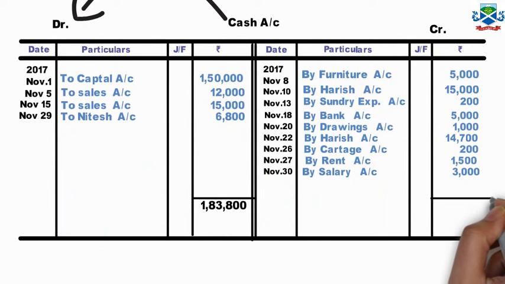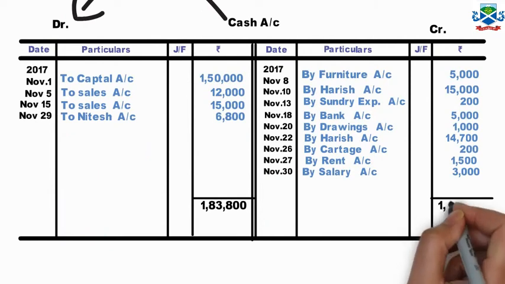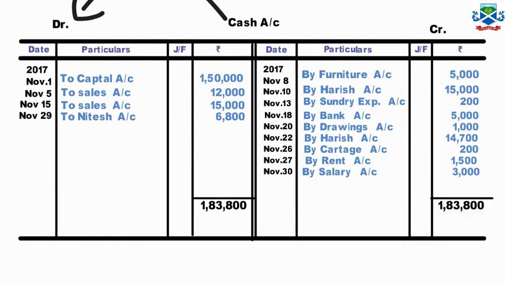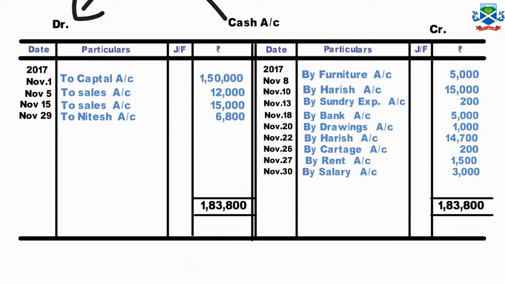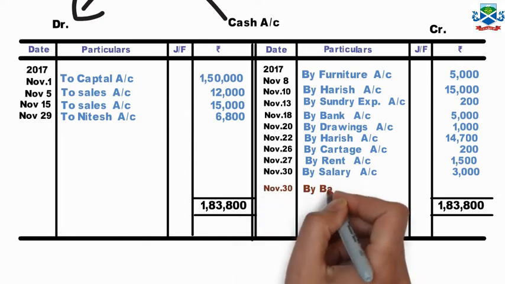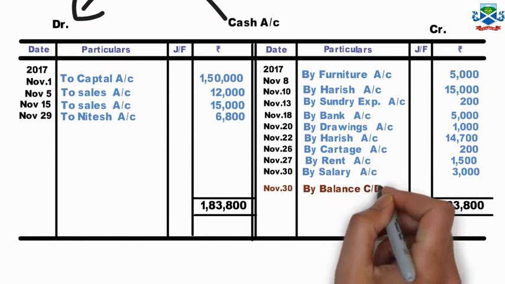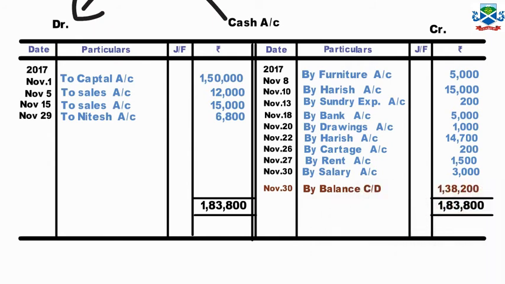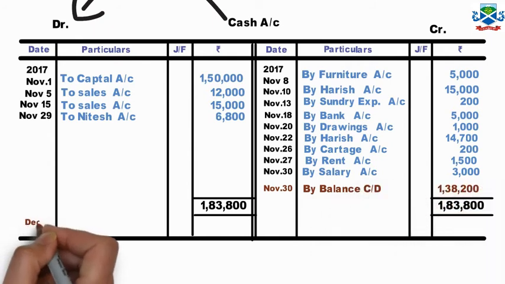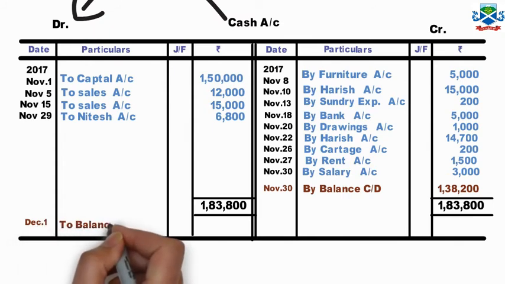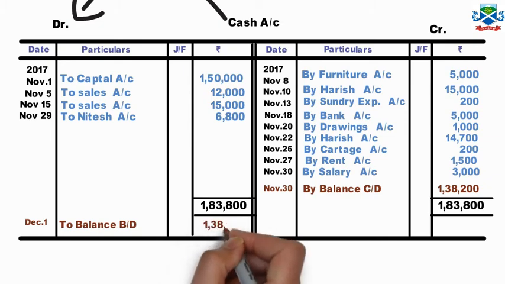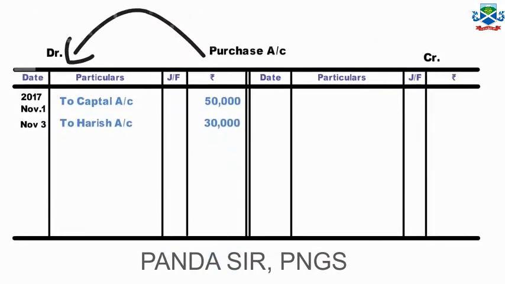So we'll come back to the account. As the cash account debit side is greater, we take this figure to the credit side, 1,83,800. The same figure we take parallelly, and then the shortage figure in the credit side we have worked out will be written as balance CD. CD means carried down balance on November 30, the last date of the transaction, and by adding one day, the next day, we'll write on the opposite side after the total, balance BD 1,38,200.